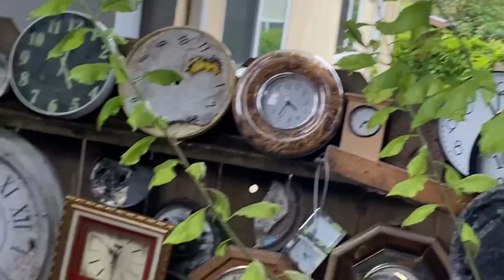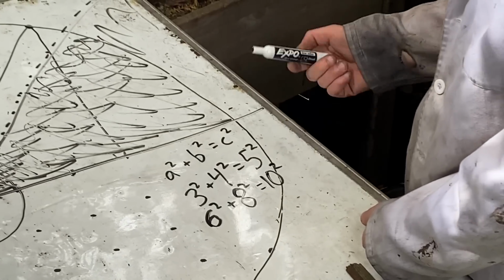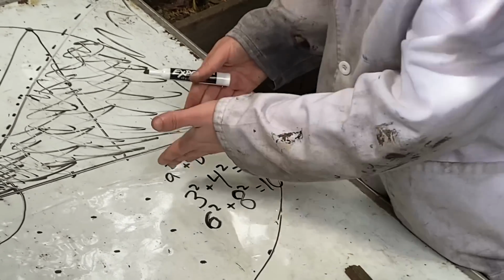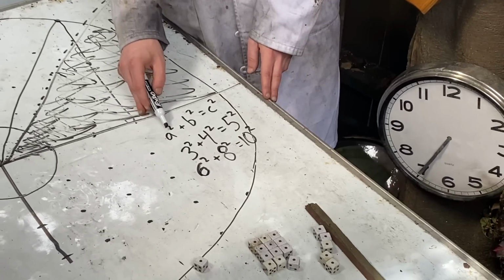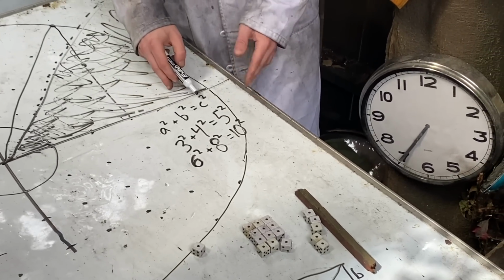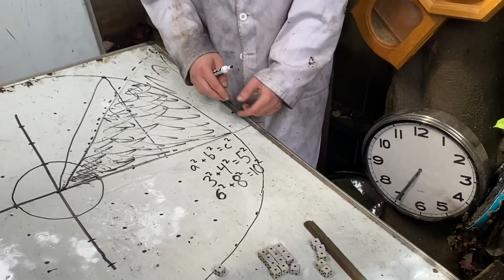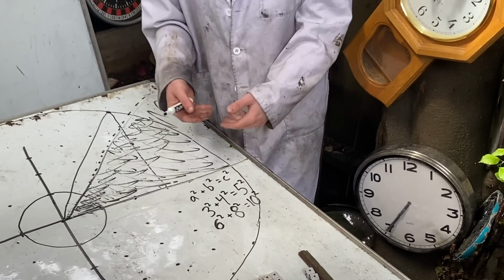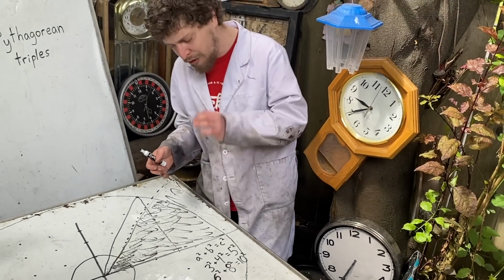I also could have tripled them. It's true that 9 squared plus 12 squared equals 15 squared, or multiplied any solution that I already had for a squared plus b squared equaling c squared with integers by any whole number constant. Double it, triple it, or quadruple it, and I'll get more Pythagorean triples.